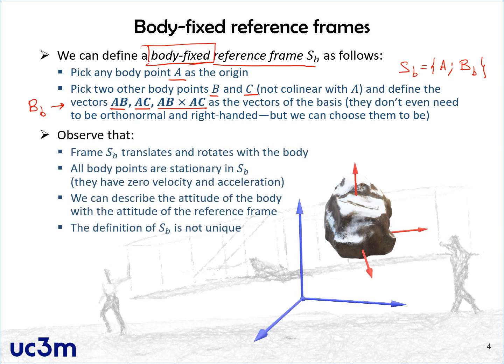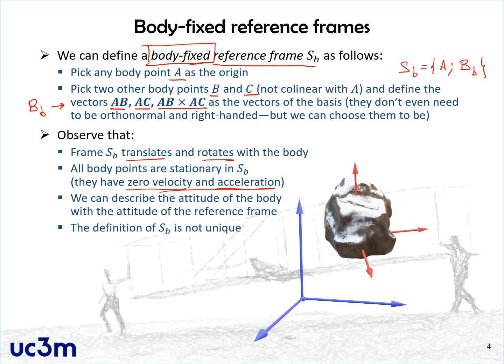The interesting fact about body fixed reference frames defined in this way is that they rotate and translate with the body. They move rigidly with the body, solidarily with the rigid body. They are basically the same thing. Another interesting thing is that if you are an observer on this reference frame and you look at one of the points of the rigid body, for example, that one, you will see that it remains stationary with respect to you. So all the points of the rigid body have zero velocity and zero acceleration with respect to SB.